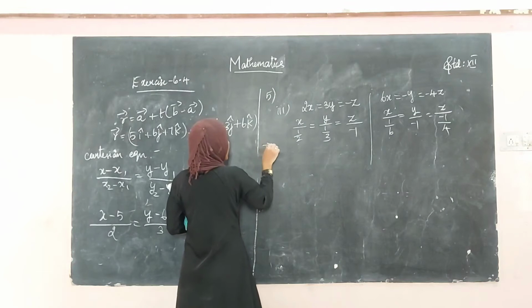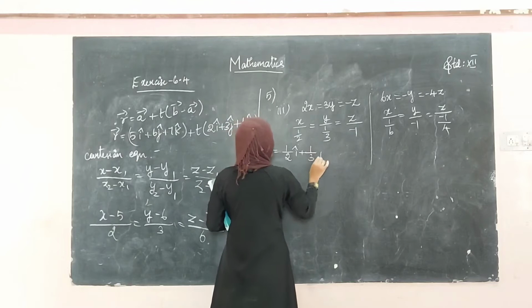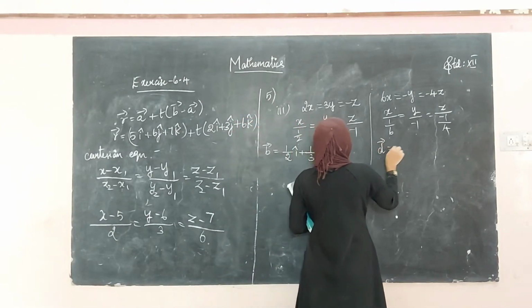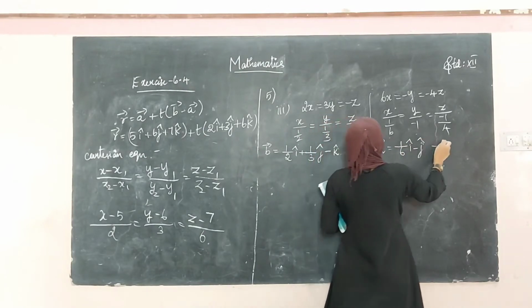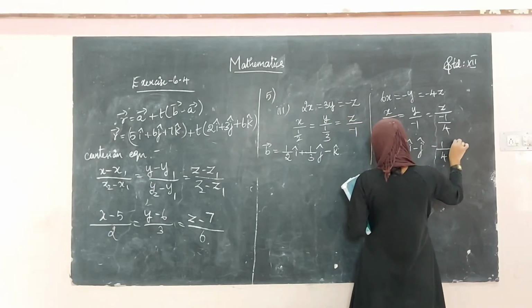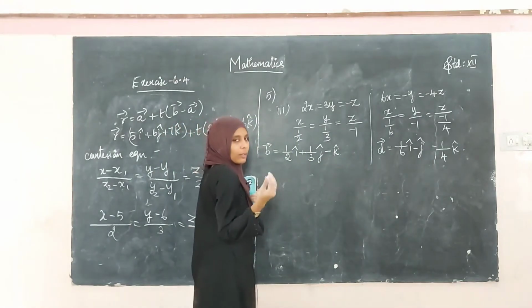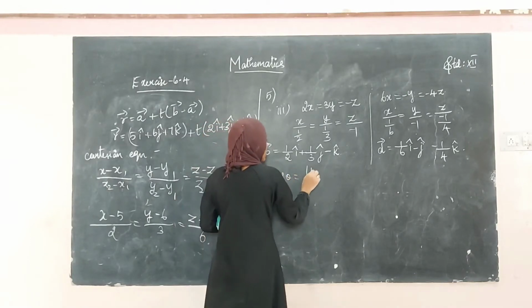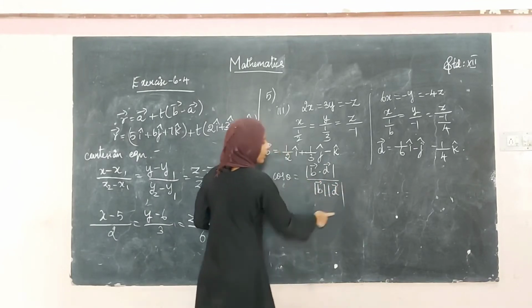So what is b vector? B vector is equal to 1 by 2 into i cap plus 1 by 3 into j cap minus k cap. What is d vector? D vector is equal to 1 by 6 into i cap minus j cap minus 1 by 4 into k cap. Okay, now what do we have to find? We have to find the angle, right? That is cos theta is equal to modulus of b vector dot d vector divided by modulus b vector into modulus d vector. So we have to find all these values, right?